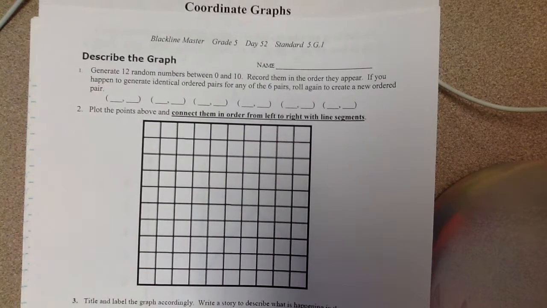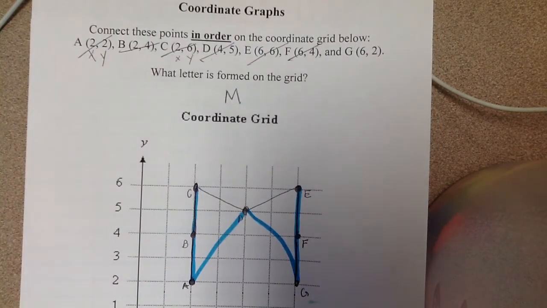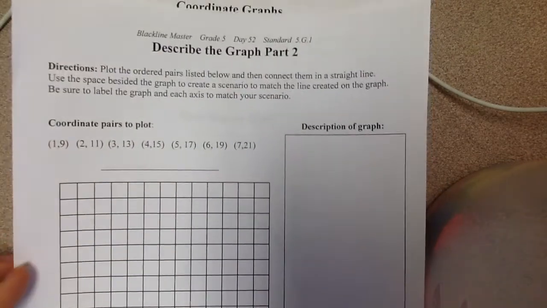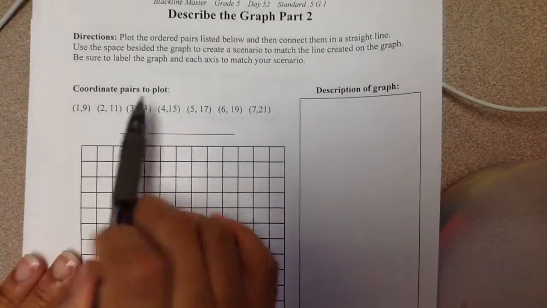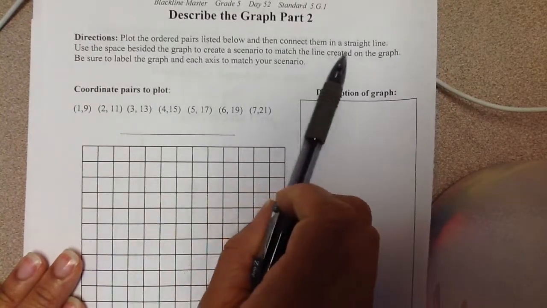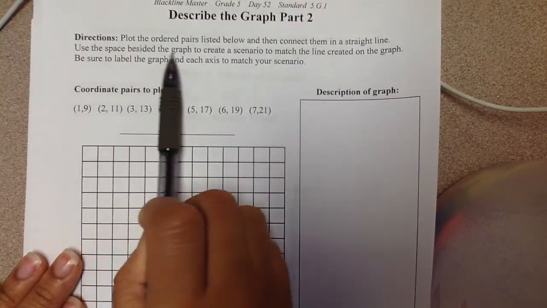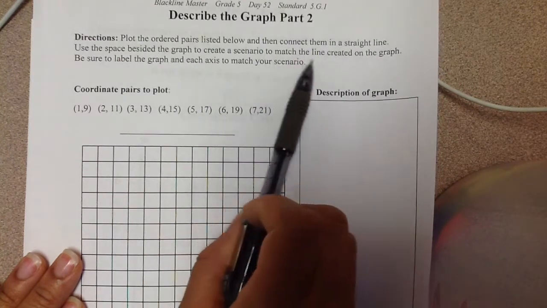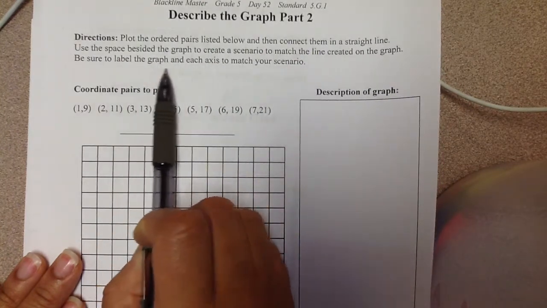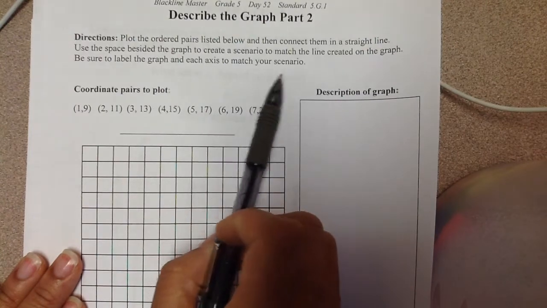Actually, we're not going to do this one. I'm sorry, guys. I got that one incorrect. We're going to do this one right here, okay, where it gives you the numbers. Okay, it says plot the ordered pairs listed below and then connect them in a straight line. Use the space beside the graph to create a scenario or a situation that would match the line created on the graph. Be sure to label the graph and each axis to match your scenario.